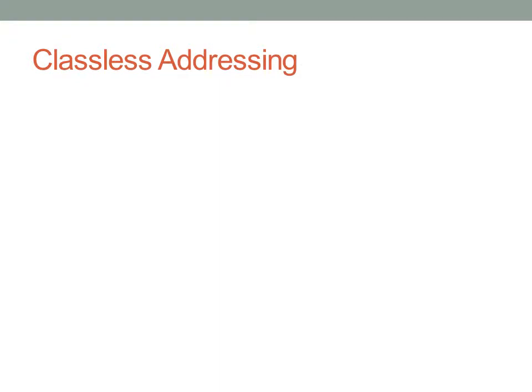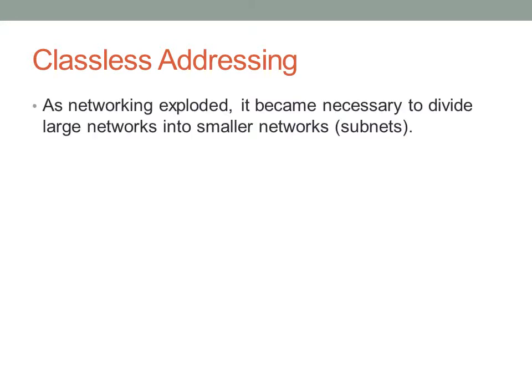So now that we've talked about the classful addressing scheme, we need to move to something called the classless addressing scheme. Basically, networking sort of exploded, and people wanted to find a way to take these large networks. For example, 10.0.0.0 is a Class A network with a lot of hosts. If you look at that, we have 3 octets that we can use for bits. And so what some networking people wanted to do is divide these bigger Class A networks into smaller networks called subnetworks, or subnets for short.